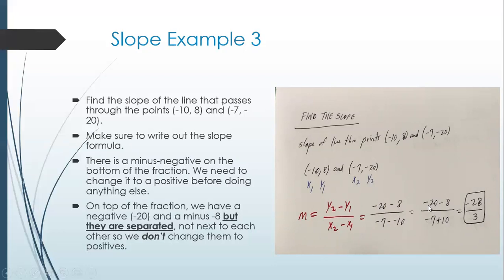All right, so I have -20 minus 8, goes to my calculator, gives me -28. -7 plus 10, goes in my calculator, gives me positive 3. I get negative 28 over 3, which is a fraction. That's fine. If you make it into a decimal, you start rounding, you lose accuracy. It's a whole deal. We don't really want to do that. So we just keep it as a fraction because fractions are fine.